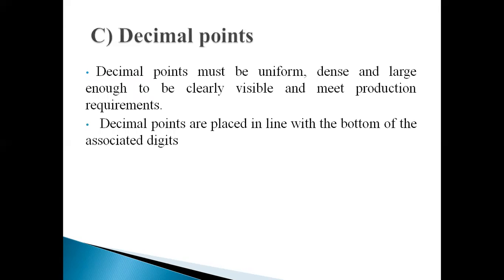Next is decimal points. Decimal points must be uniform, dense, and large enough to be clearly visible and meet production requirements. Decimal points are placed in line with the bottom of the associated digits. This was all about dimension guidelines.